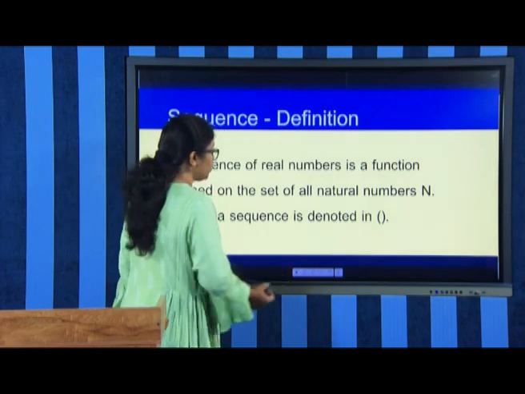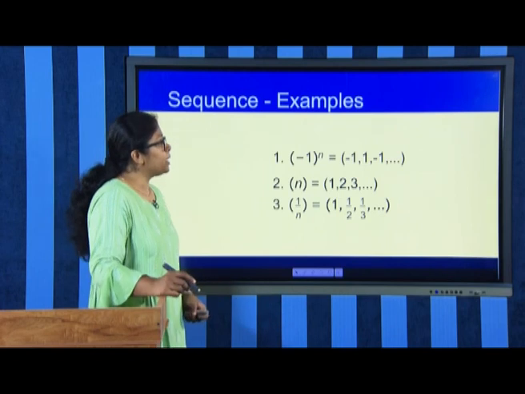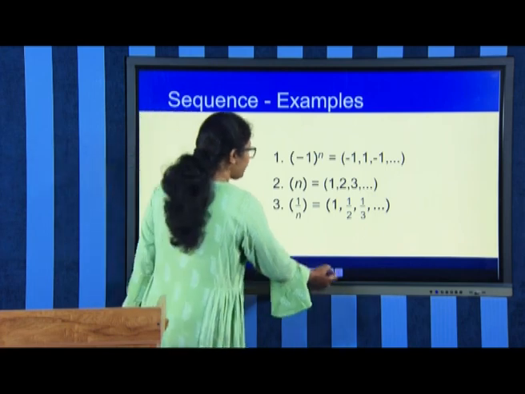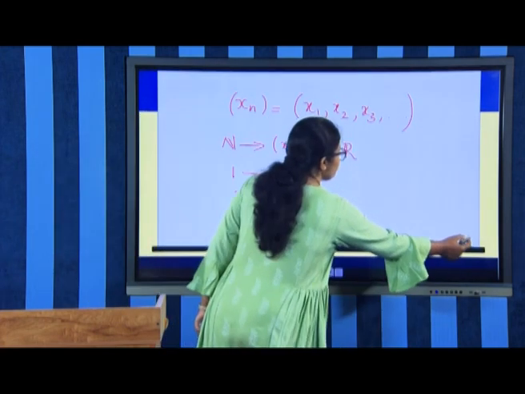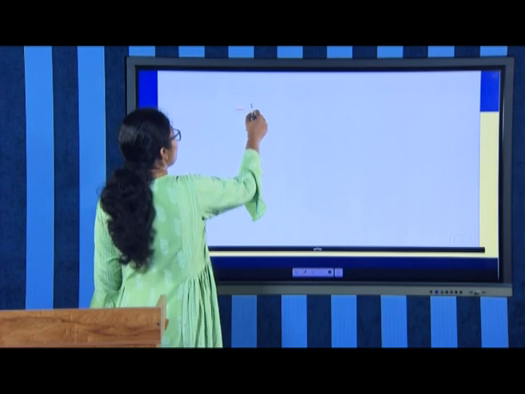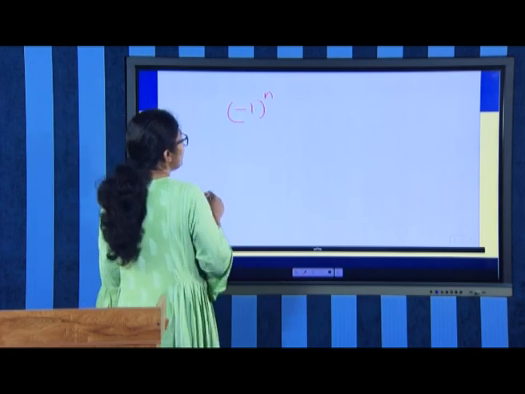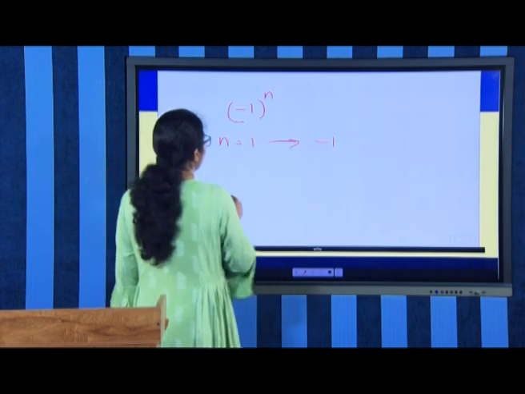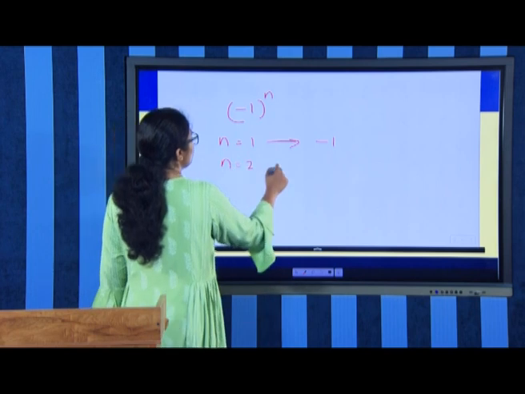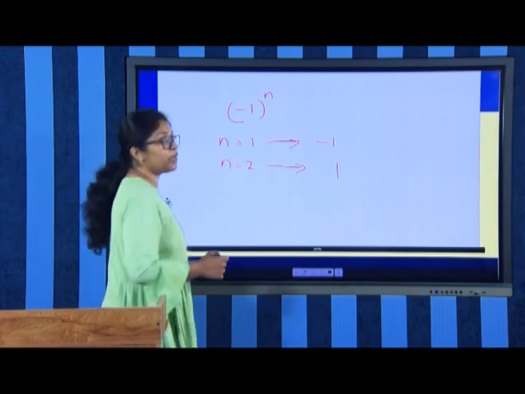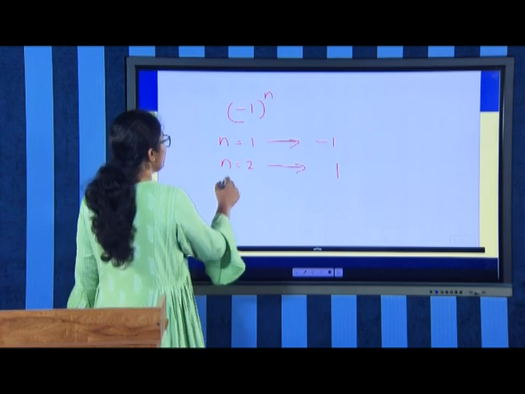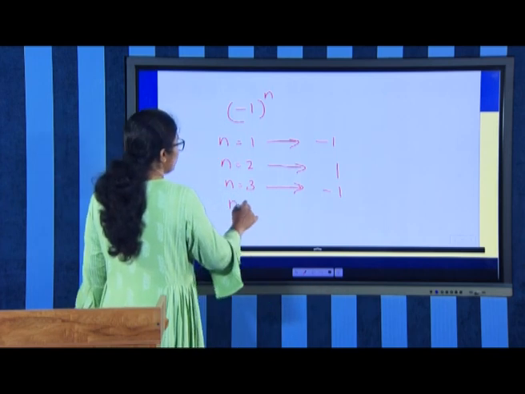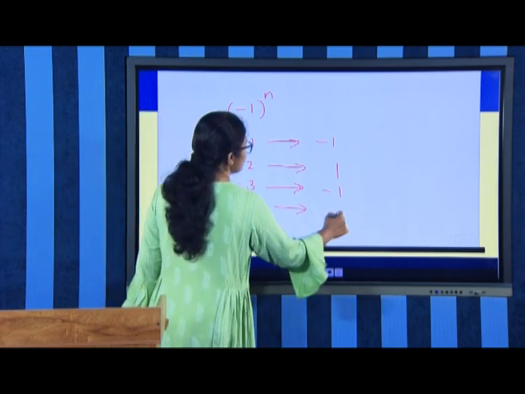Now, we can move on to some examples. Let us see the first example, (-1)^n. Negative 1 power n is a sequence because if n is equal to 1, we get the image negative 1. For n equal to 2, we get negative 1 the whole squared, which is equal to 1. For n equal to 3, again we get negative 1. For n equal to 4, we get 1 and so on.